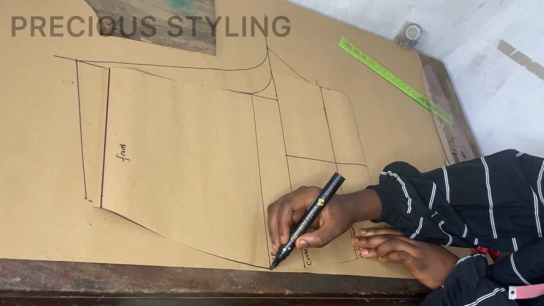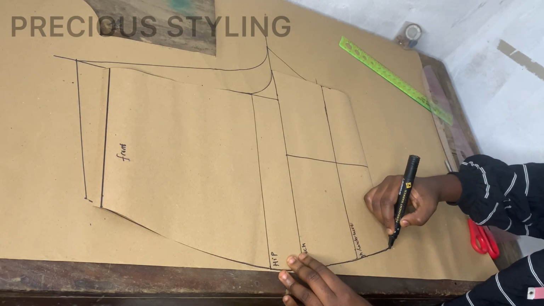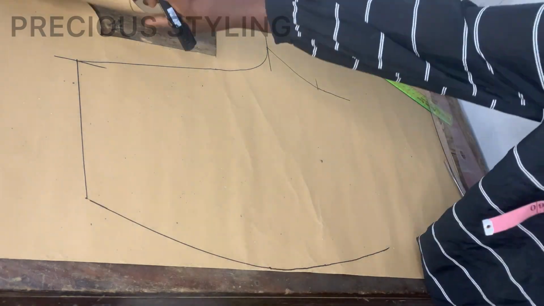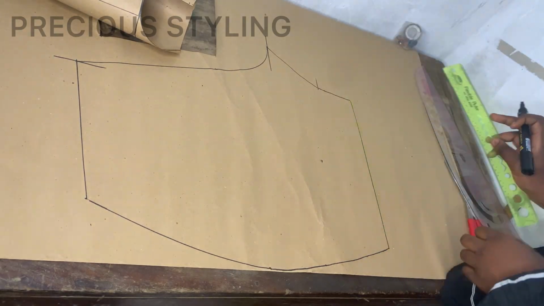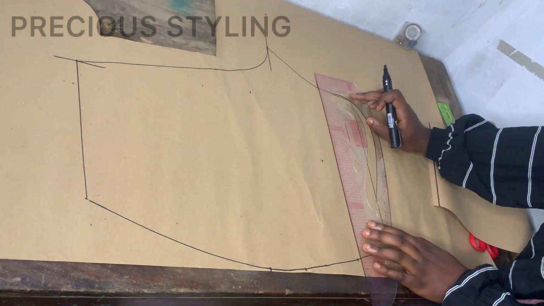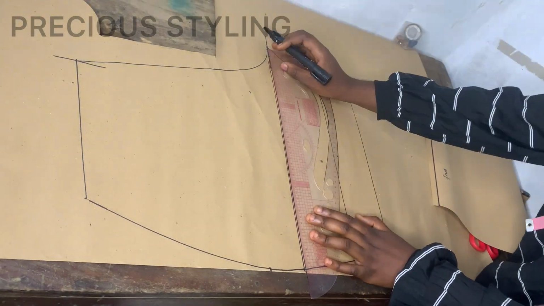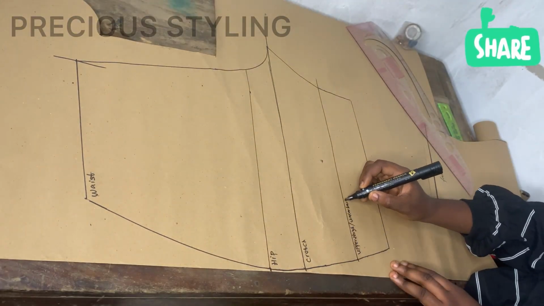So I'm just going to be tracing the outline of the front pattern on the back pattern as well, and then I'll take off the front pattern and connect the hem of the back pattern with the help of my ruler. So if you want, you can still go ahead and mark out the key points on the pattern so you can easily identify them. And with this, we're done with the drafting of the back pattern.